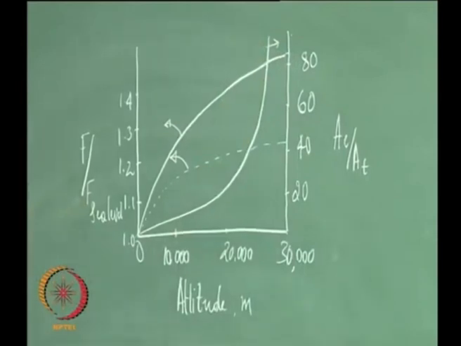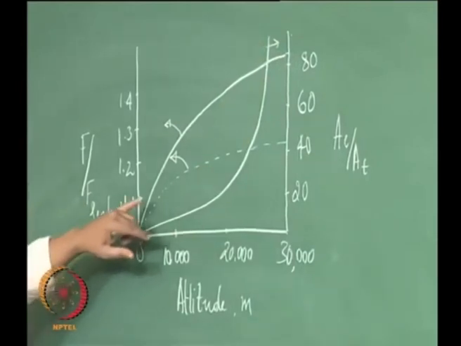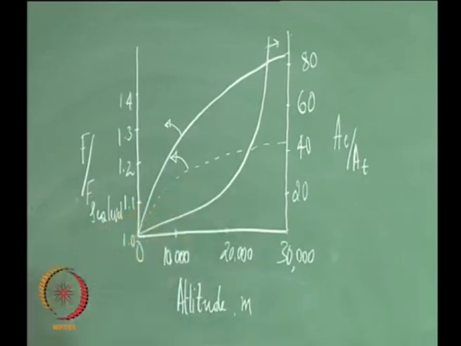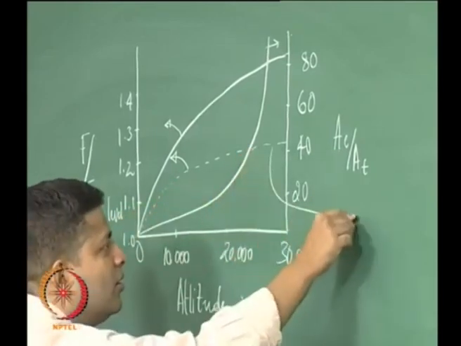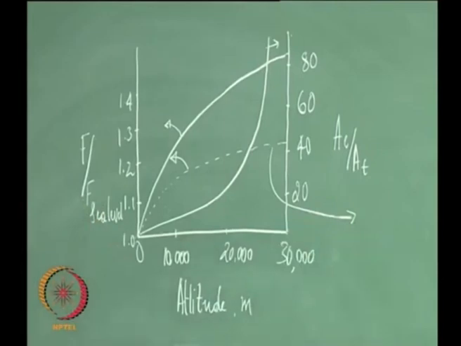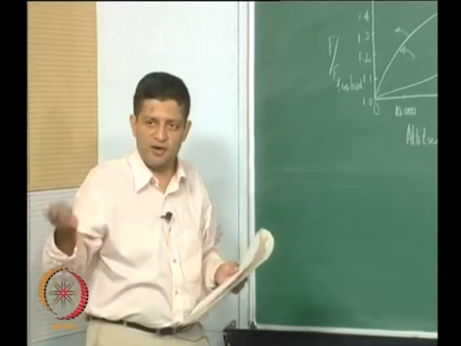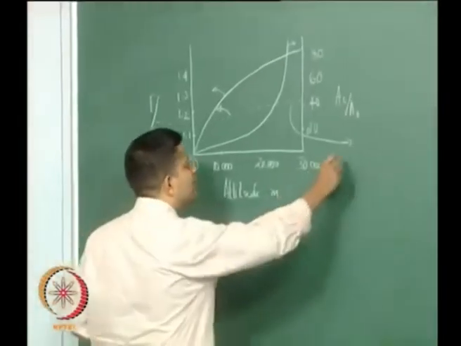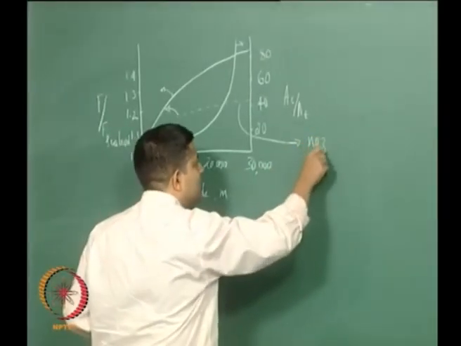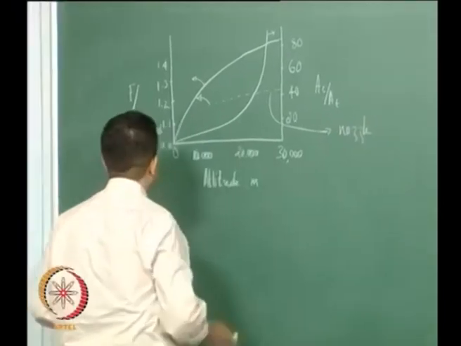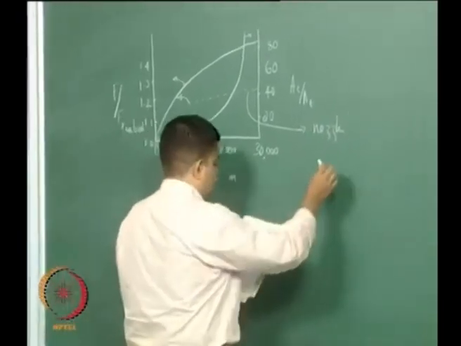So if you look at this plot, what it tells you, this dotted line here is for a nozzle that is adapted at sea level. If we use the same nozzle to fly to different altitudes, then this is the thrust that one can get.